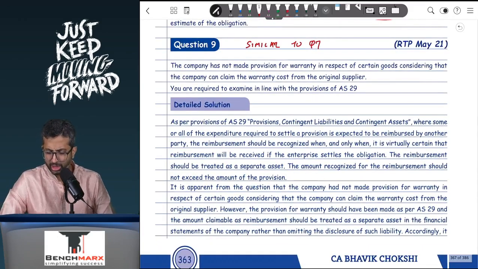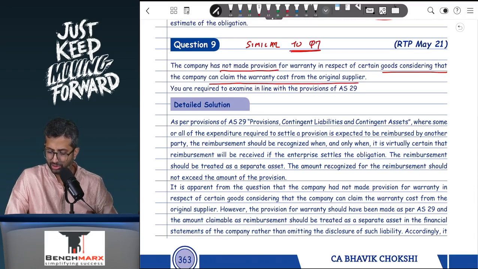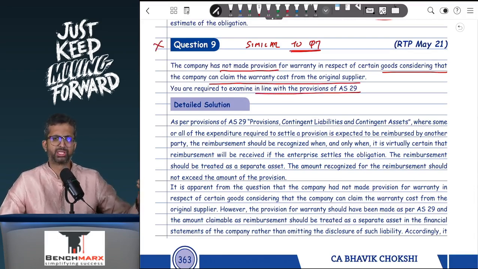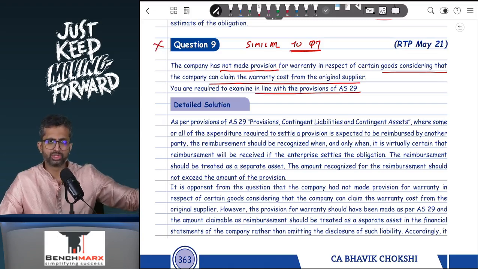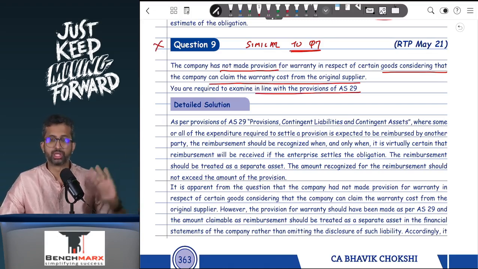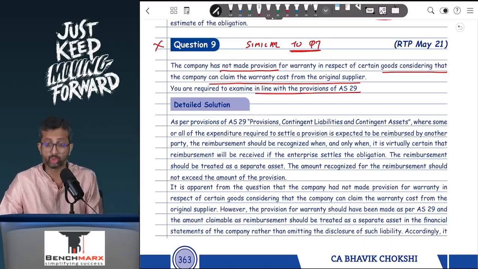Okay. Then you have question number 9. This is similar to 7 and hence that warranty case. Company has not made any provision for warranty for certain goods considering that the company can claim warranty cost from the original supplier. You are required to answer. Well, this is the same. We will say that we will have to show a provision separately and a separate reimbursement asset to be shown separately. Now this is question number 9.